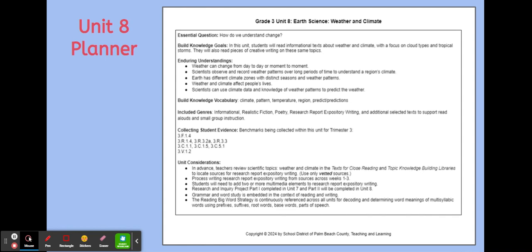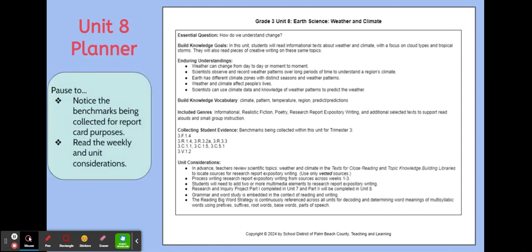You will now want to access the unit planner for this unit. In a moment, I will ask you to pause here to read the cover page. Notice the benchmarks we will be collecting within the unit for trimester 3 and the considerations both by week and for the unit overall. Please pause now.